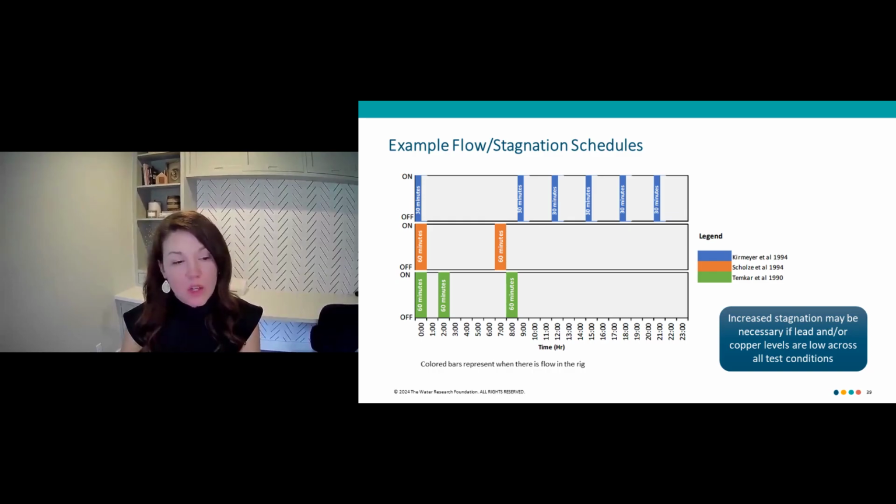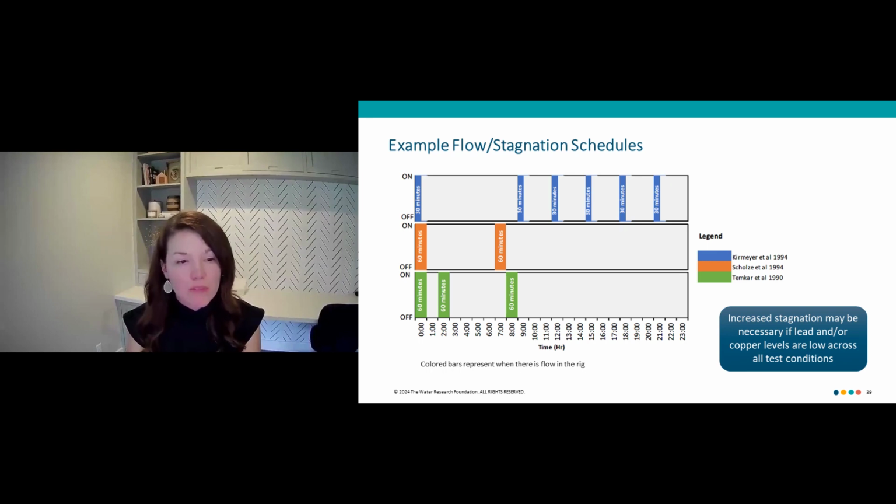This slide here shows some examples of those flow and stagnation schedules. The colored bars represent the time when water is flowing in the rig over a 24-hour period. And as you can see, there's lots of differences in terms of the number of flow periods, the duration of those flow periods, and when they're actually occurring in a 24-hour period.